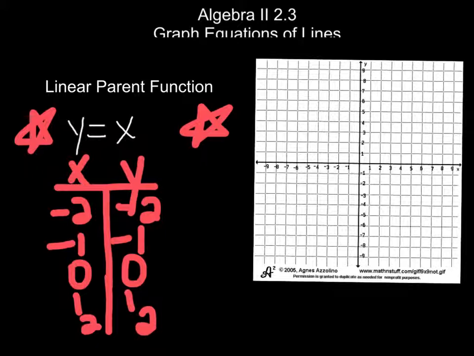Now, if we want to see what that looks like on the coordinate plane, we're just going to plot those points. -2, -2, -1, -1, 0, 0, 1, 1, 2, 2, 3, 3, and so on. We could do that forever. There will be an infinite number of points that we could put on there. Then we will draw the line through those to connect those points, and we will have a line.